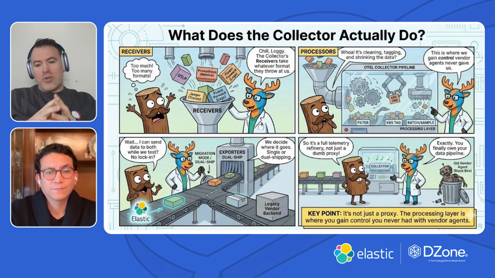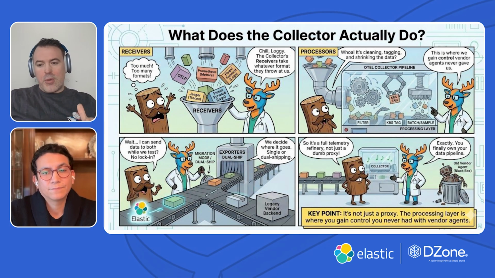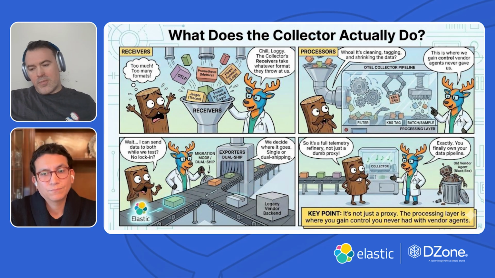And then exporters, which as part of a migration process, can be incredibly useful because we can actually ship the data to multiple backends, which can be incredibly important from a migration perspective. And this is something you just don't have this control with your existing vendor agents, right, Miguel?